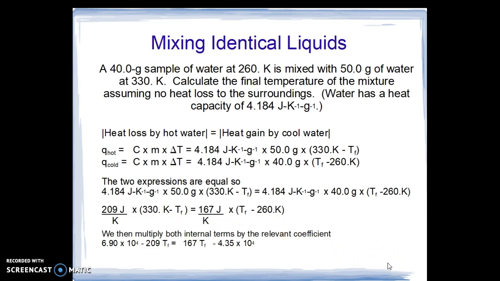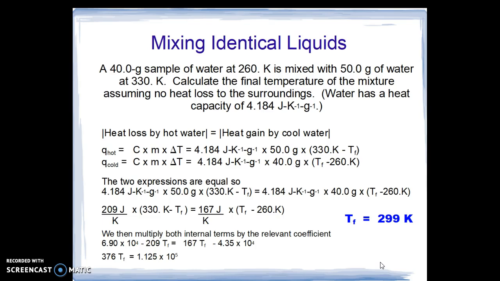When we multiply both internal terms here, we'll do the distribution by the relevant coefficient. We get on the left what you see, 690 times 10 to the 4th, and on the right minus 4.35 times 10 to the 4th, combined with the temperature times their coefficients. We can then combine like terms and get 376 times the final temperature is equal to that number on the right. If we divide both sides by 376, we get the final temperature, which is 299 Kelvin.